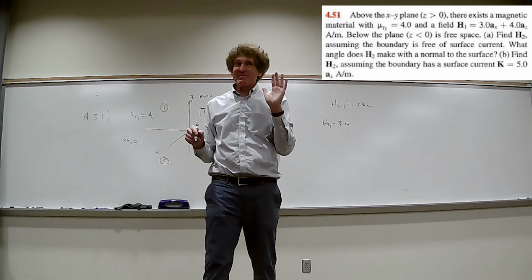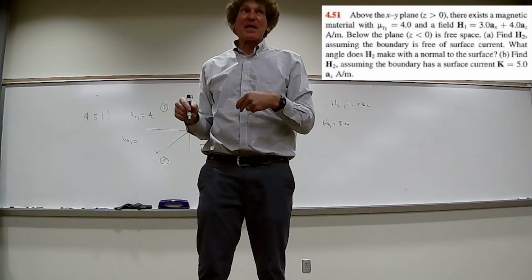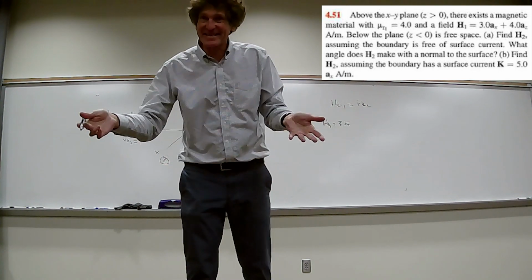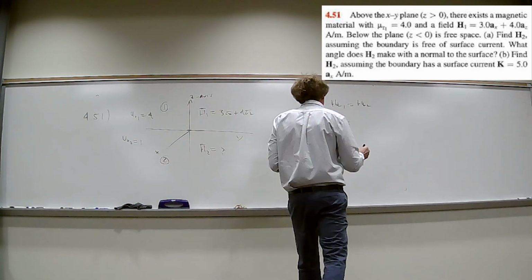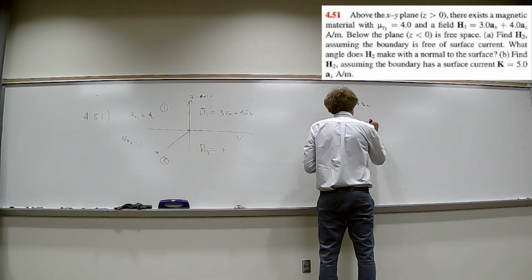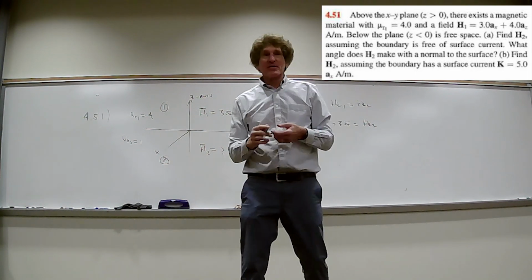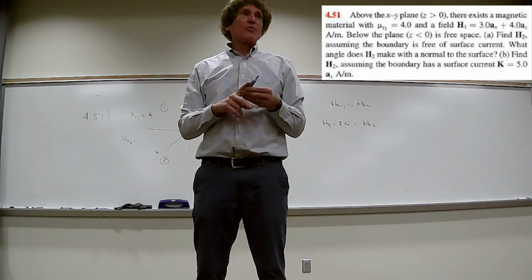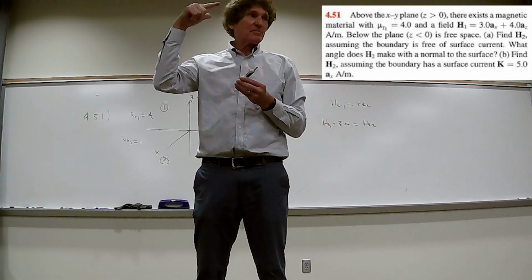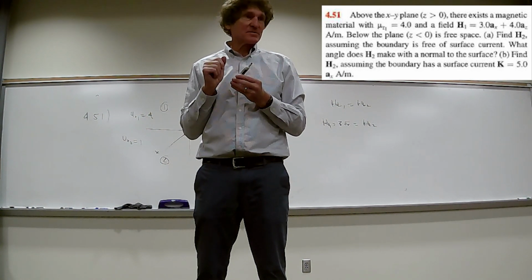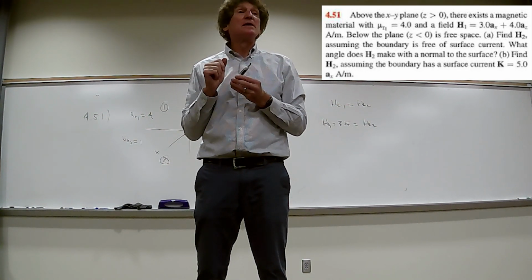What's the tangent component in region 2? 3AX. That's all you have to say. So that equals H tangent in region 2. By the way, any vector at all is always reducible in terms of the tangent components and the perpendicular components between any two regions. So how do you know that the tangent component is AX?